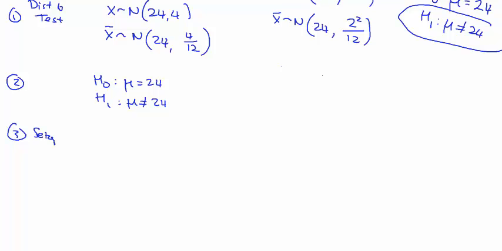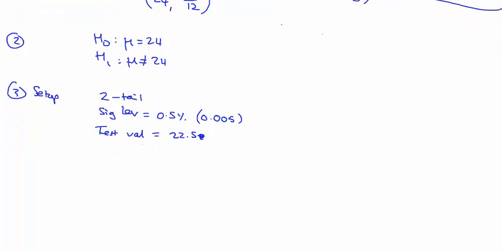Let's do our setup. So this is a two-tailed test, which means our significance level is 0.5%, 0.005, and our test value is £22.50, 22.5.